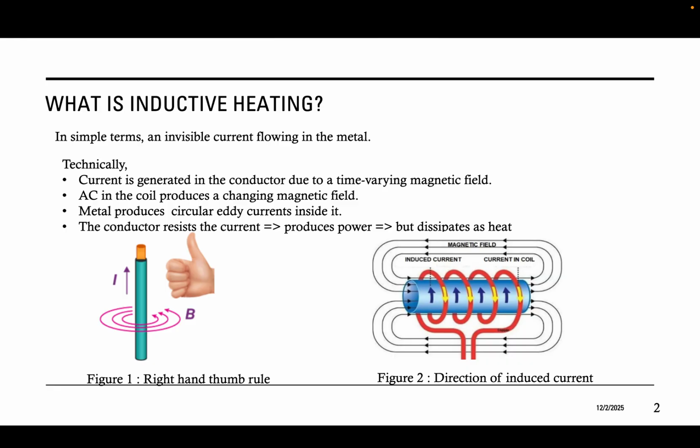So what is inductive heating? Technically it is the current generated in the conductor due to a time-varying magnetic field. The magnetic field changes its direction constantly, that's why the eddy currents are formed inside the metal, and this eddy current is given by the right hand thumb rule. Once those magnetic field lines cut through the metal, the circulating eddy currents lose energy in the form of heat.